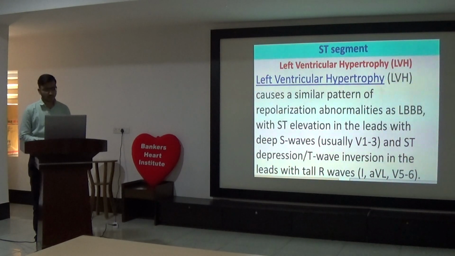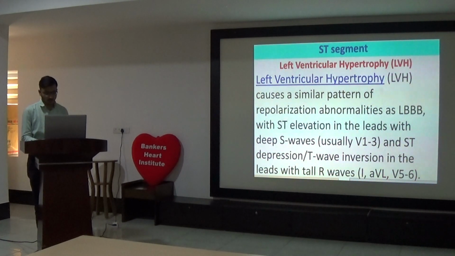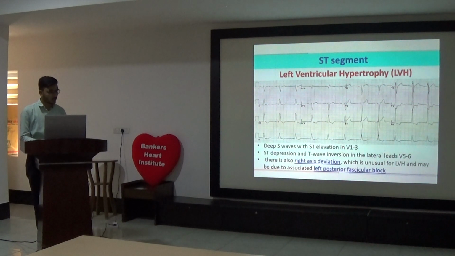Next one is left ventricular hypertrophy. It may also cause a similar pattern of depolarization abnormality as LBBB, with ST segment elevation in leads with deep S wave, usually in the anterior V1 to V3 leads, and ST segment depression with T wave inversion in the leads with tall R wave in lateral leads 1, aVL and V5, V6. So there is deep S wave with ST segment elevation in V1 to V3 leads, and there is ST segment depression and T wave inversion in the lateral leads 1, aVL, V5 and V6.